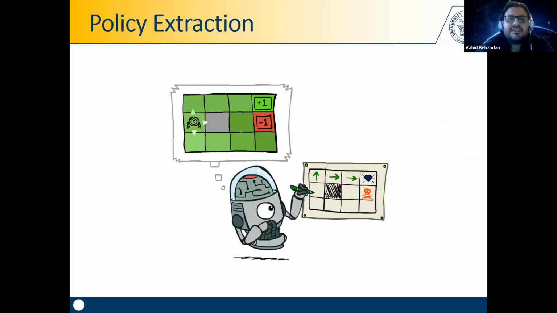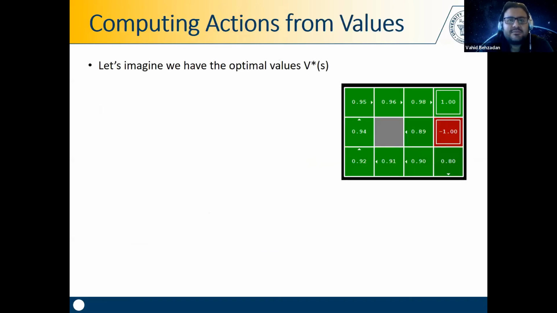Now, let's talk about policy extraction. How can we compute actions from values? If we have V star of S, how can we find the actions to take? How can we extract an optimal policy from V star of S?